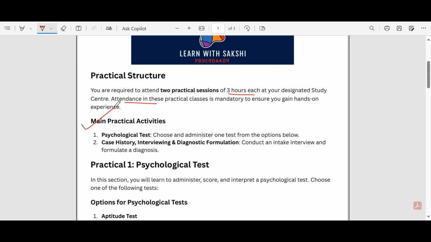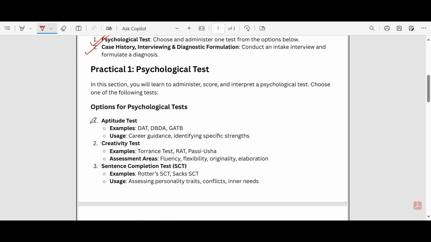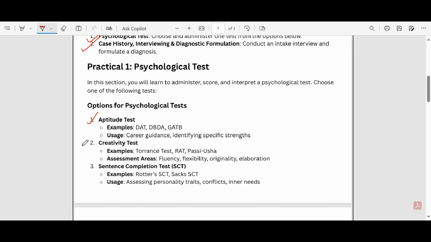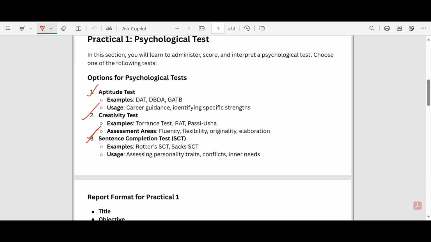So what are the practical activities in this subject? First one is psychological test, and second one is case history, interviewing, and diagnostic formulation. So in psychological test, you have to choose any one of the given tests. In this, you have three tests given. So you may choose any one, or your study center will tell you what to do, right? In our practical, we did SCT, that is sentence completion test. So you may be given that or the other one.